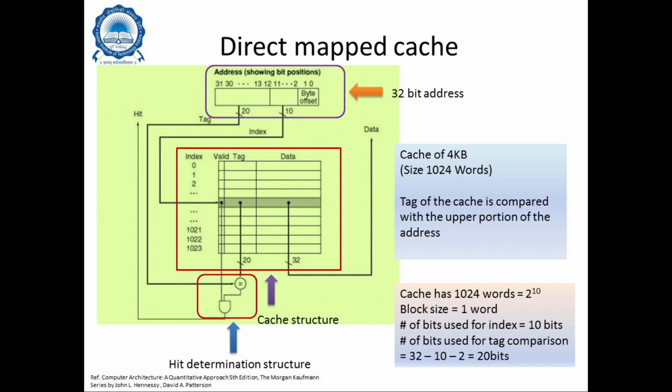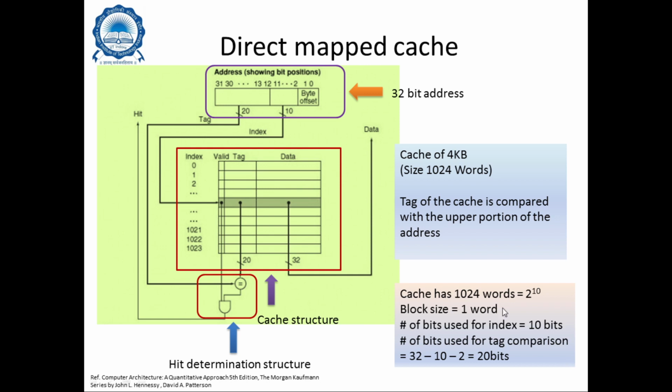Suppose you have a cache of 4 kilobytes. 4 kilobytes would result in a size of 1024 words. You can do the conversion by yourself: 4 times 1024 bytes gives you 1024 words. So 2 to the power n is 1024 words, therefore the value of n is 10 bits.